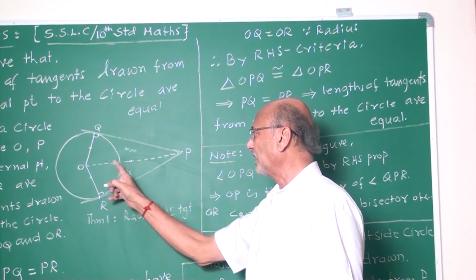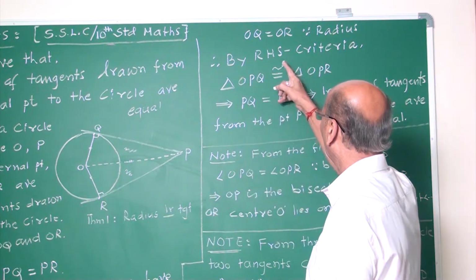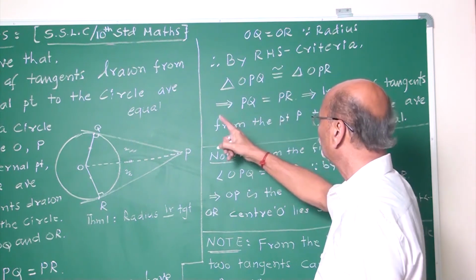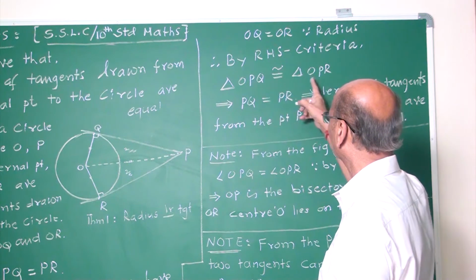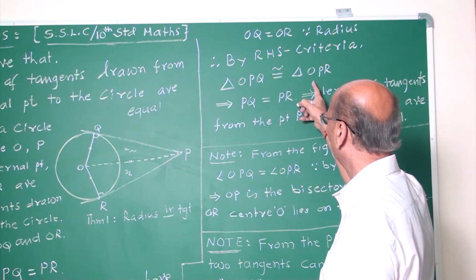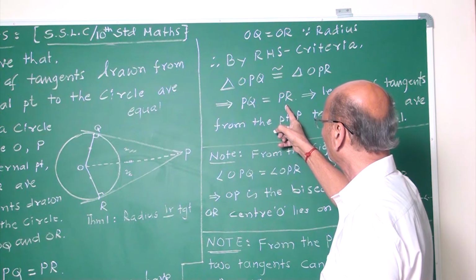Right angle, hypotenuse, one side. By RHS criteria, these two triangles are congruent. When the two triangles are congruent, corresponding sides and angles are equal.